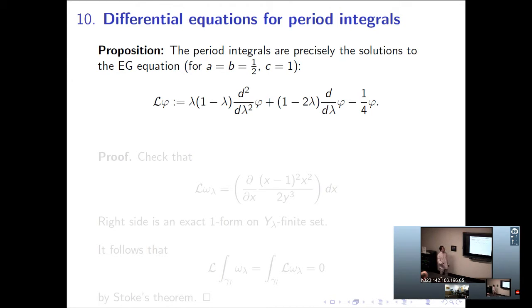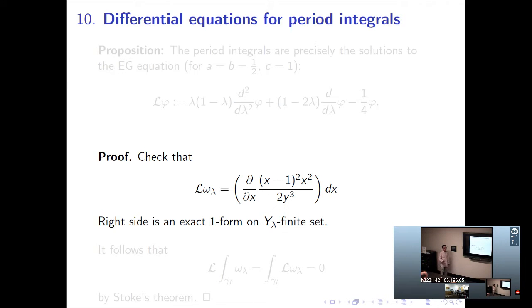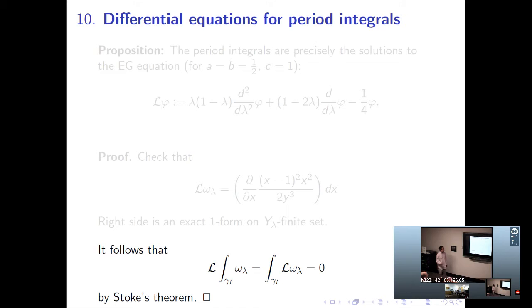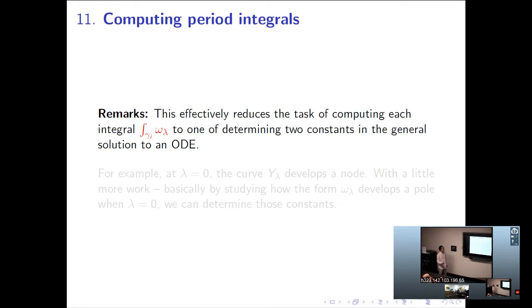To prove it satisfies this equation, we can just, for example, apply the second order differential operator to our one form and calculate. The result is a one form which is exact on Y lambda minus a finite set of points. So we can certainly choose our representative one cycle such that it avoids this finite number of points. So by the Stokes theorem, we can show that this integral satisfies the differential equation, the Euler-Gauss differential equation.